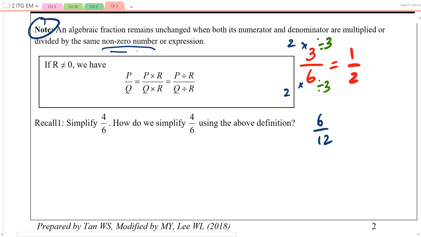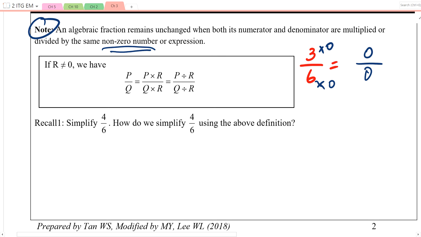Let us say non-zero number. What if I choose to multiply by a 0? I want to be funny, I want to try. What if I multiply this by 0? Can this work? Numerator multiply by 0 can? Okay, denominator 6 can multiply by 0? Can, right? Can multiply by 0. Okay, let's see what happens. So we get 0 divided by 0. Is this not a problem? Is this a problem? Why is it a problem? Because you can't divide by 0. Okay, so they say it must be a non-zero. So you cannot have division or multiplication by 0.